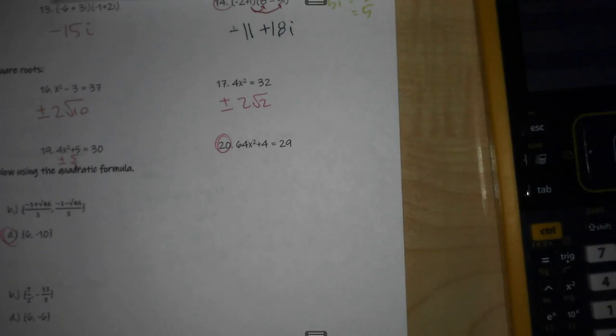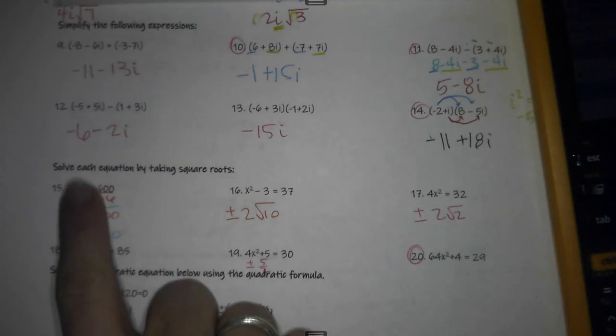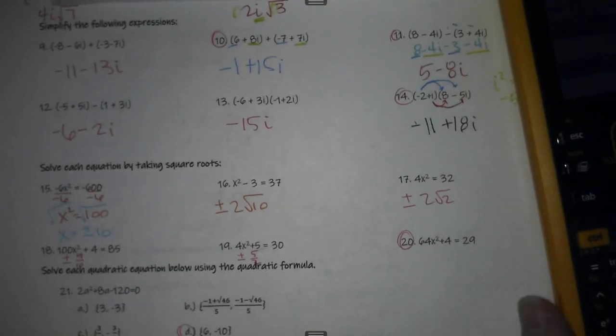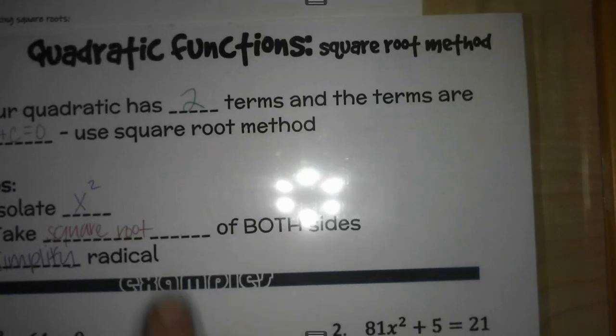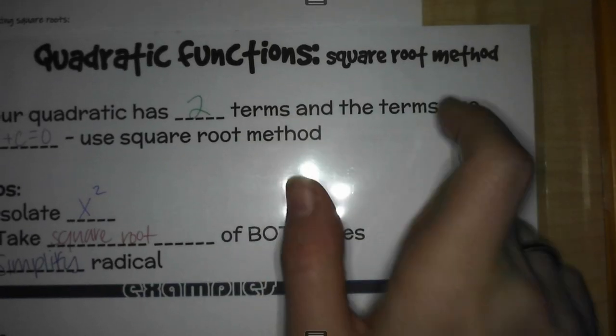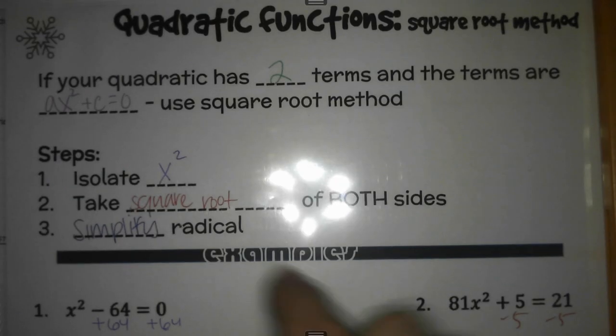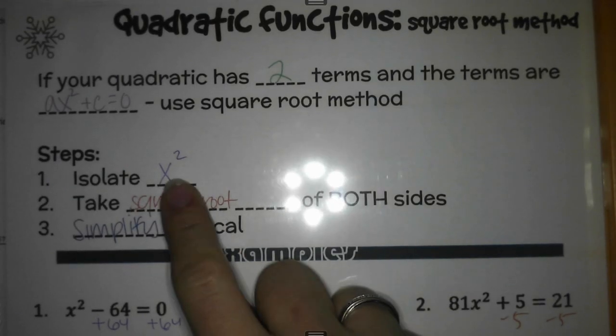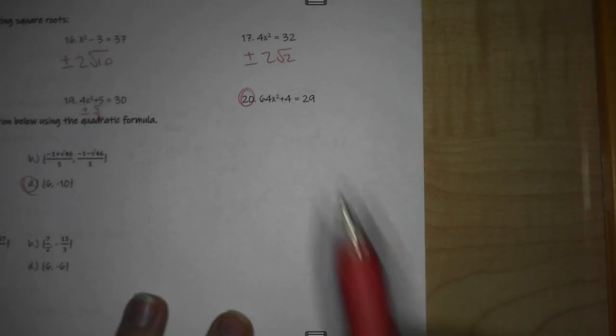Number 20 on our test review. The instructions for this one say solve each equation by taking the square roots. So we are on quadratic functions, square root method notes, and we have some steps to follow. Our first step is to isolate the x squared. So let's do that here.